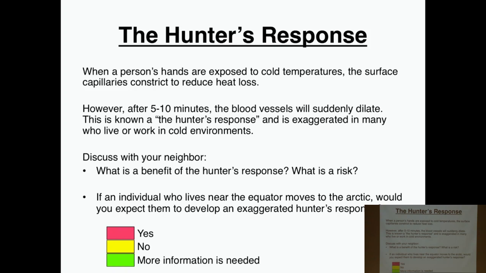Okay, now let's see. If an individual who lives near the equator moves to the Arctic, would you expect them to develop an exaggerated Hunter's response? Hold up your cards in 3, 2, 1. Okay, so I'm seeing a number of different answers, including all 3 of them. Can somebody who picked yes tell me why you say yes? I saw some yeses out there.